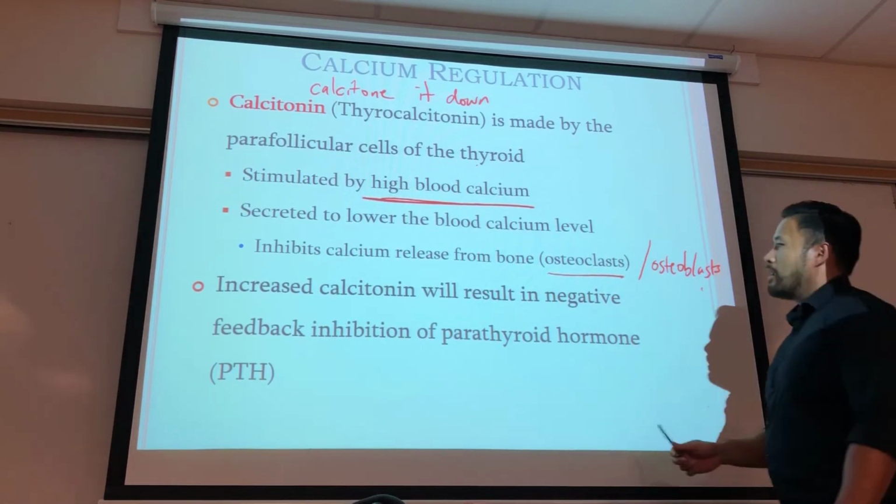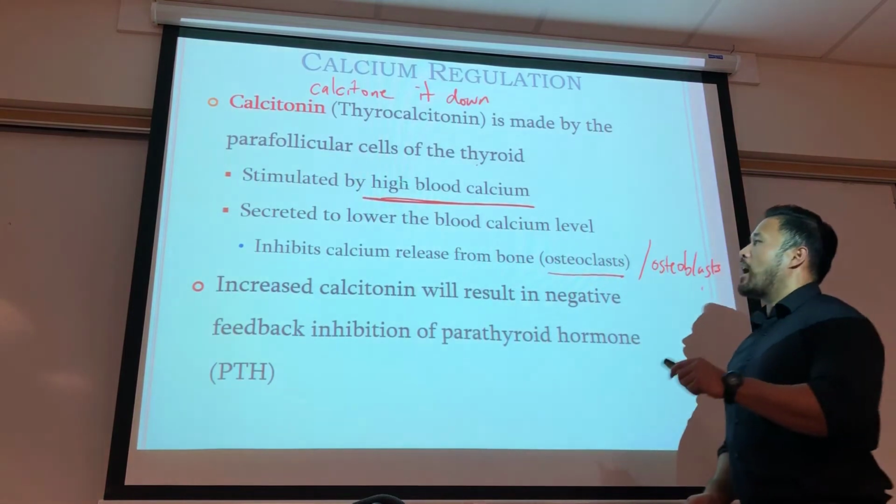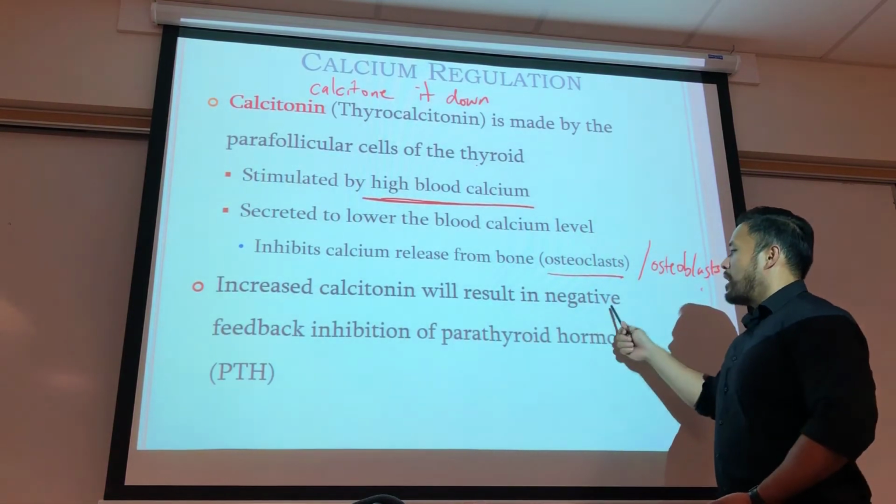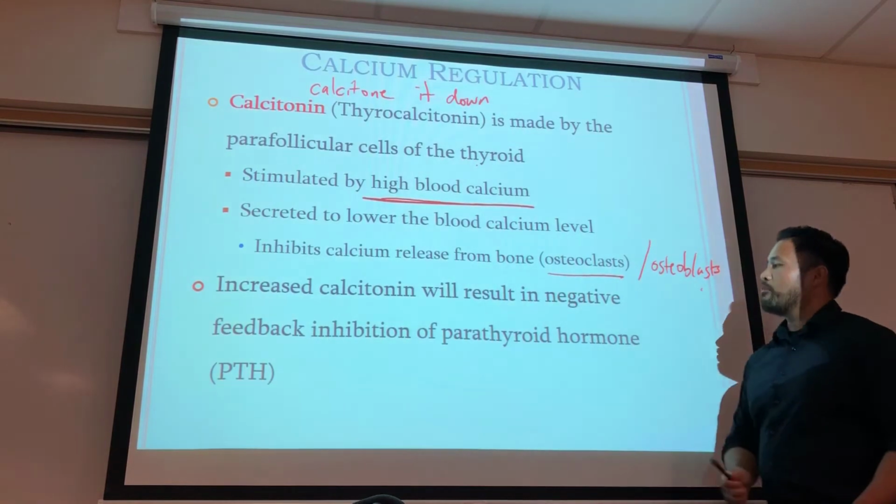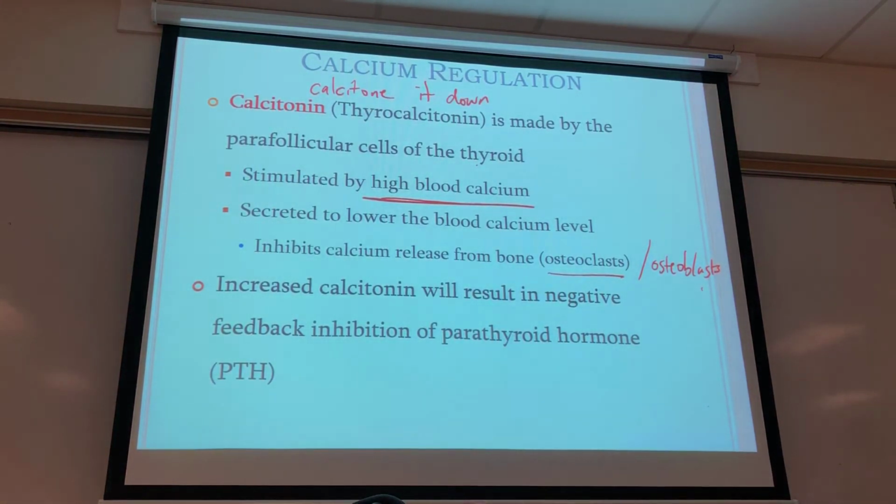You're going to see that increased calcitonin due to high blood calcium will come in and negatively inhibit the production of parathyroid hormone. So what we can say with these two is that calcitonin and parathyroid hormone, which I'll just write PTH, have an antagonistic relationship against each other. Calcitonin will bring down calcium. PTH will increase the amount of calcium, again, to keep calcium levels normal.